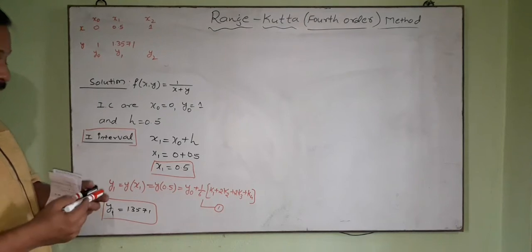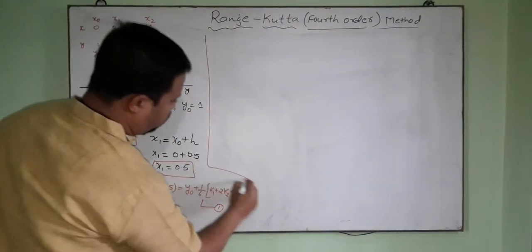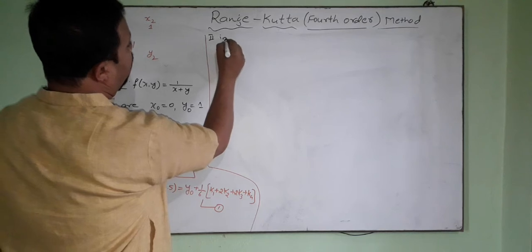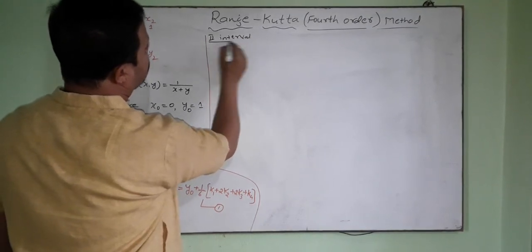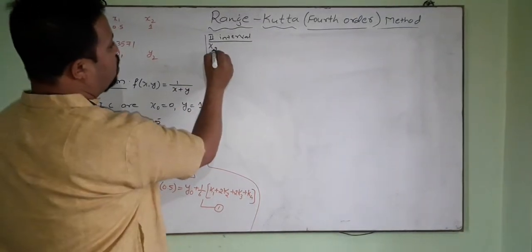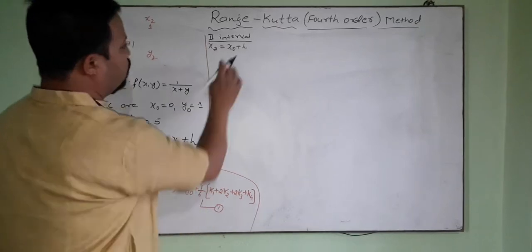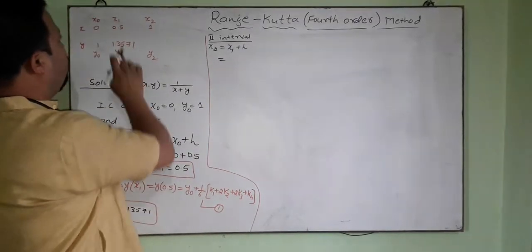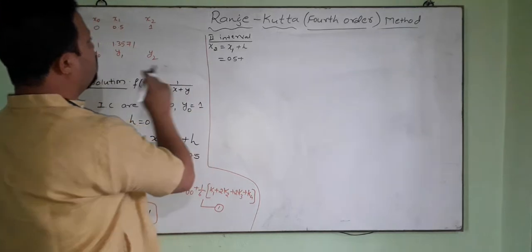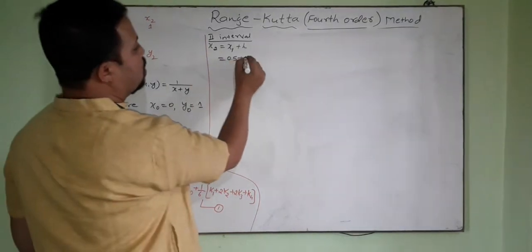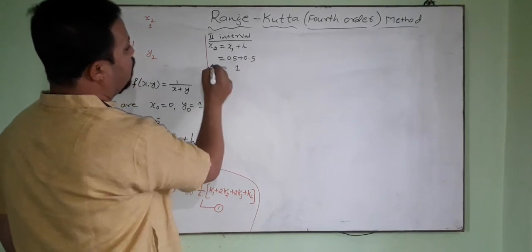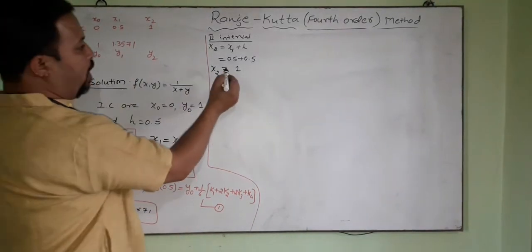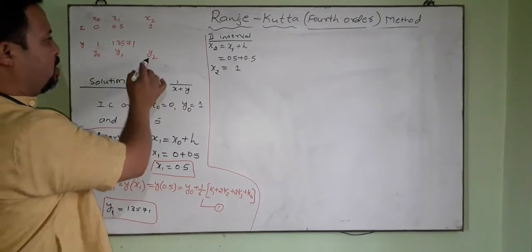Now we'll go for the second interval. So x2 is equals to x1 plus h. What is the value of the x1? x1 is 0.5 plus what is the value of the h? Interval difference, we have got it here. That is 0.5. It is 1. That is x2 is equals to 1. We can see it here. That is x2 1. So at 1, what is the value of the y? That means we can say it is y2.